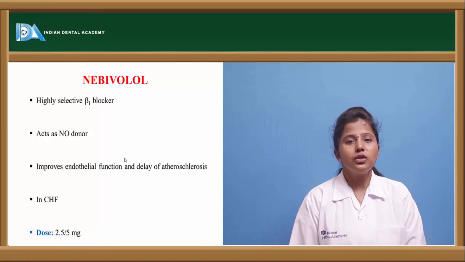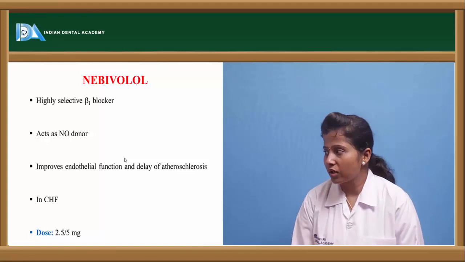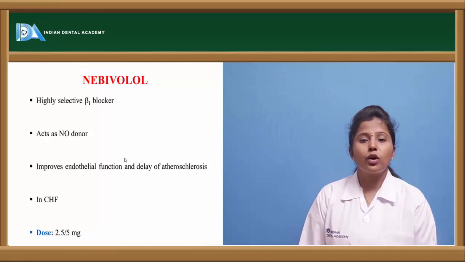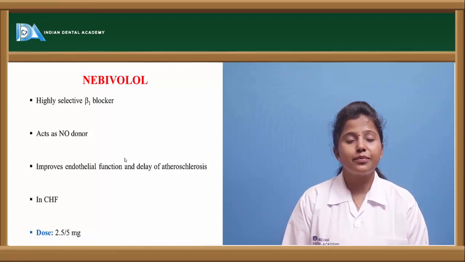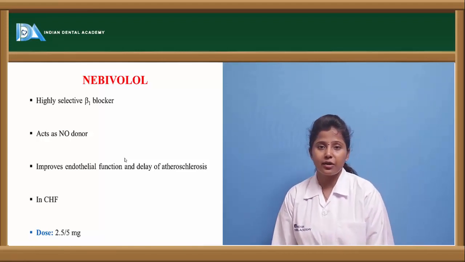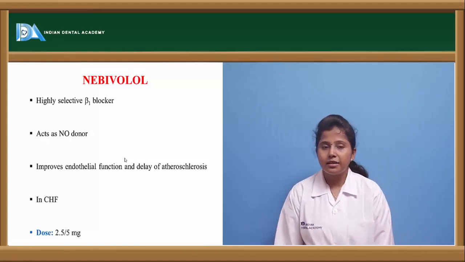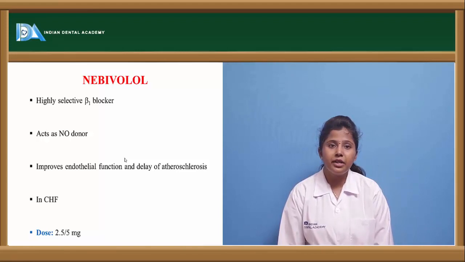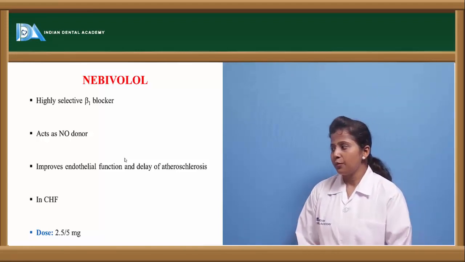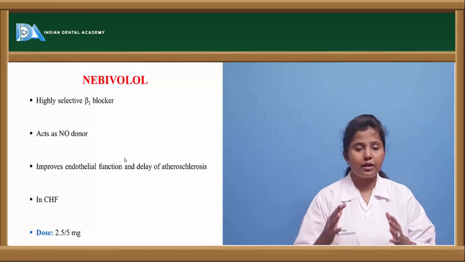The other drug is nebivolol. Nebivolol is a selective beta-1 receptor antagonist or beta-1 blocker, and it also acts as an NO donor. So what does it do? It aids in the increase of nitric oxide levels in the blood circulation system, and that is the reason it is recommended in atherosclerosis. In atherosclerosis, it improves endothelial function and delays atherosclerosis.